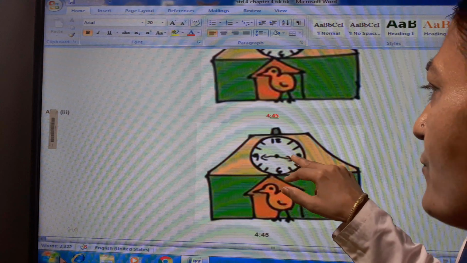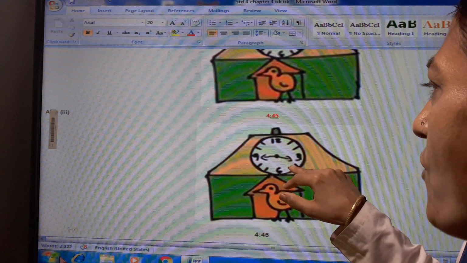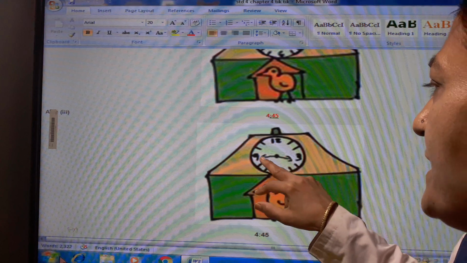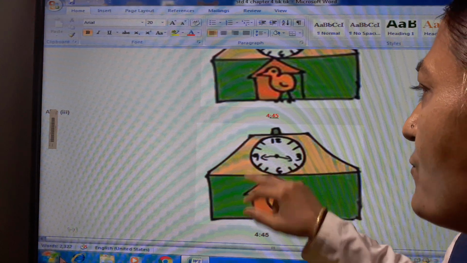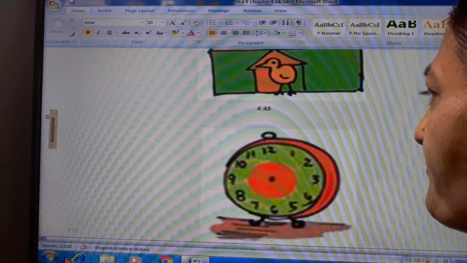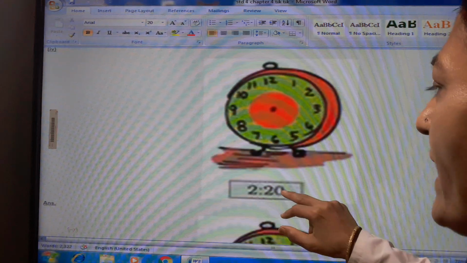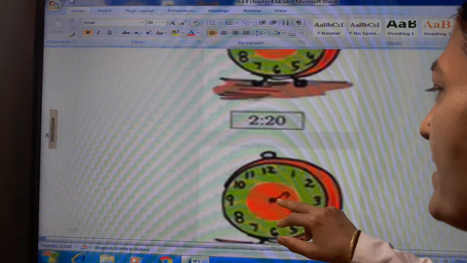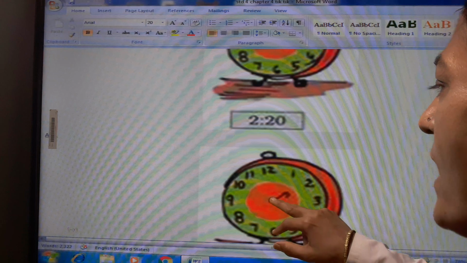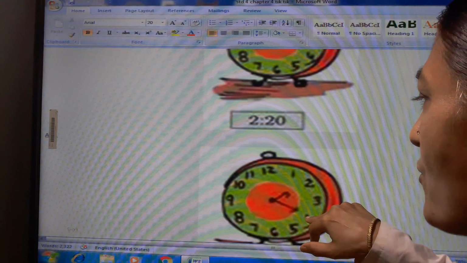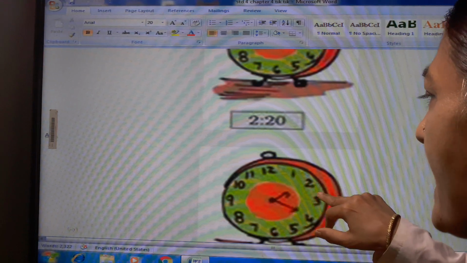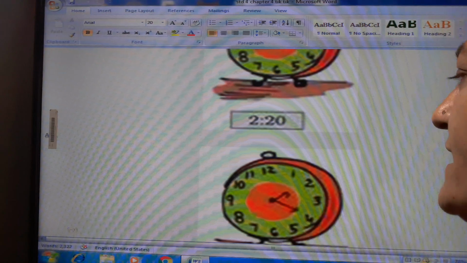Afterward 4:45. The hour hand we have to draw between 3 and 4 and the minute hand we have to draw on 9. Now 2:20. The hour hand we have to draw on 2 and the minute hand we have to draw on 4, because 5, 10, 15 and 20.